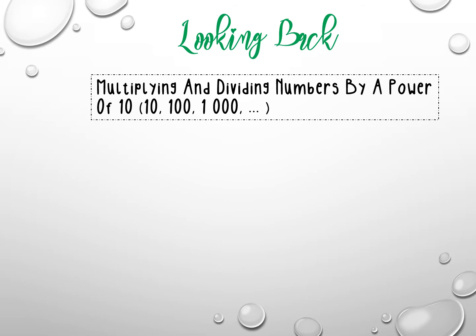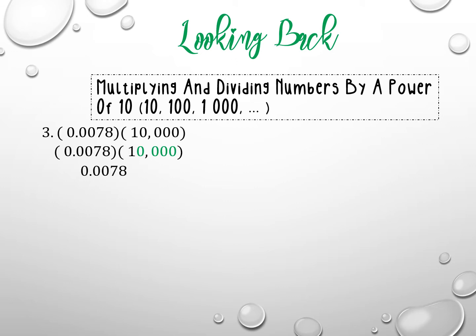Okay, so for the number 3 example, 0.0078 or 78 10,000s multiplied by 10,000. So 10,000 has 4 zeros. So meaning to say we are going to move to the right by 4 times. So from 78 10,000s, we are going to move the point to the right by 4 times. Okay? So the answer becomes 78.